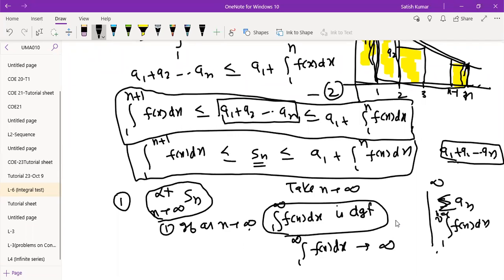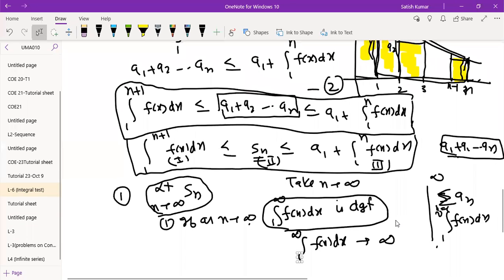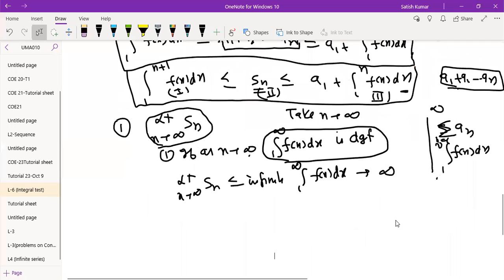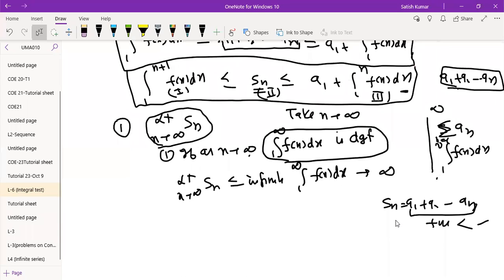When n is approaching infinity, this term, I'm calling it 1, this 2, and this 3. So when n is approaching infinity and the integral from 1 to infinity of f(x) is divergent, that means this term is not a finite term, it is an infinite term, and the limit as n approaches infinity of Sn is less than or equal to some infinite term. But it can be possible, since Sn is a sum of positive terms a1 plus a2 and so on, that any positive sum can be less than infinity. So there is no harm, no exceptional behavior at this point. Any sum is less than infinity.